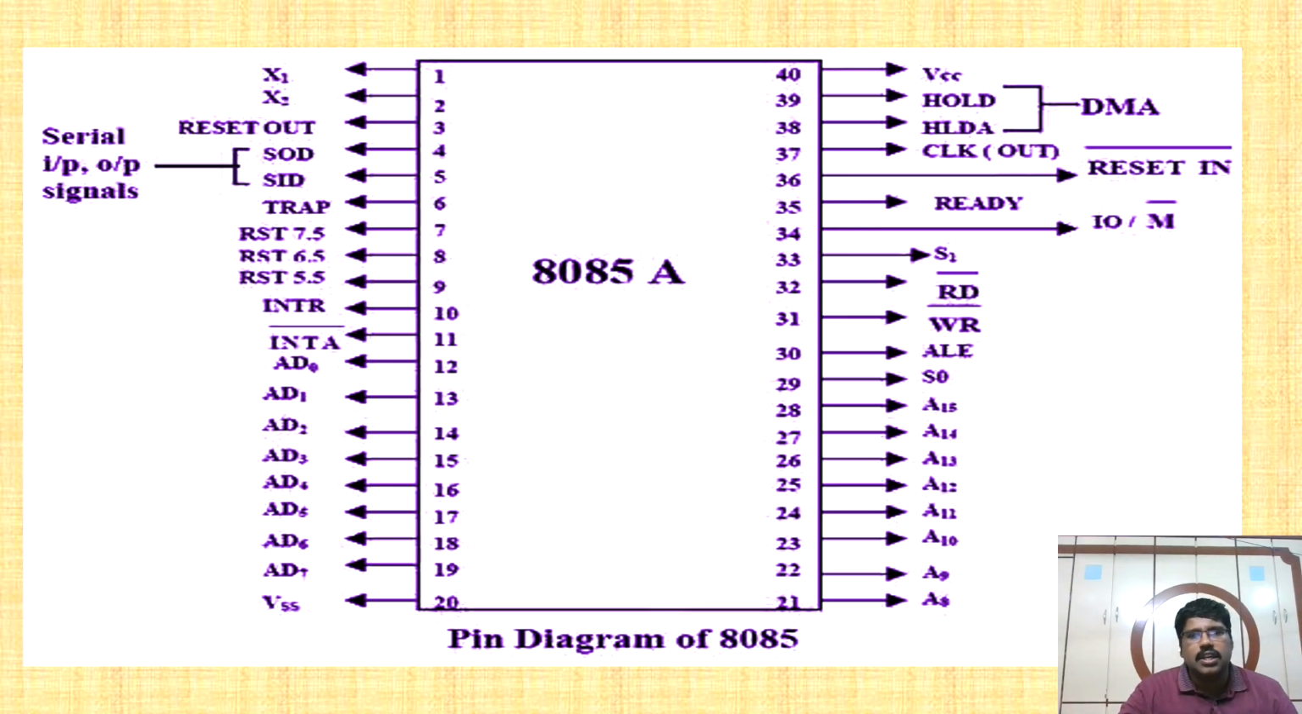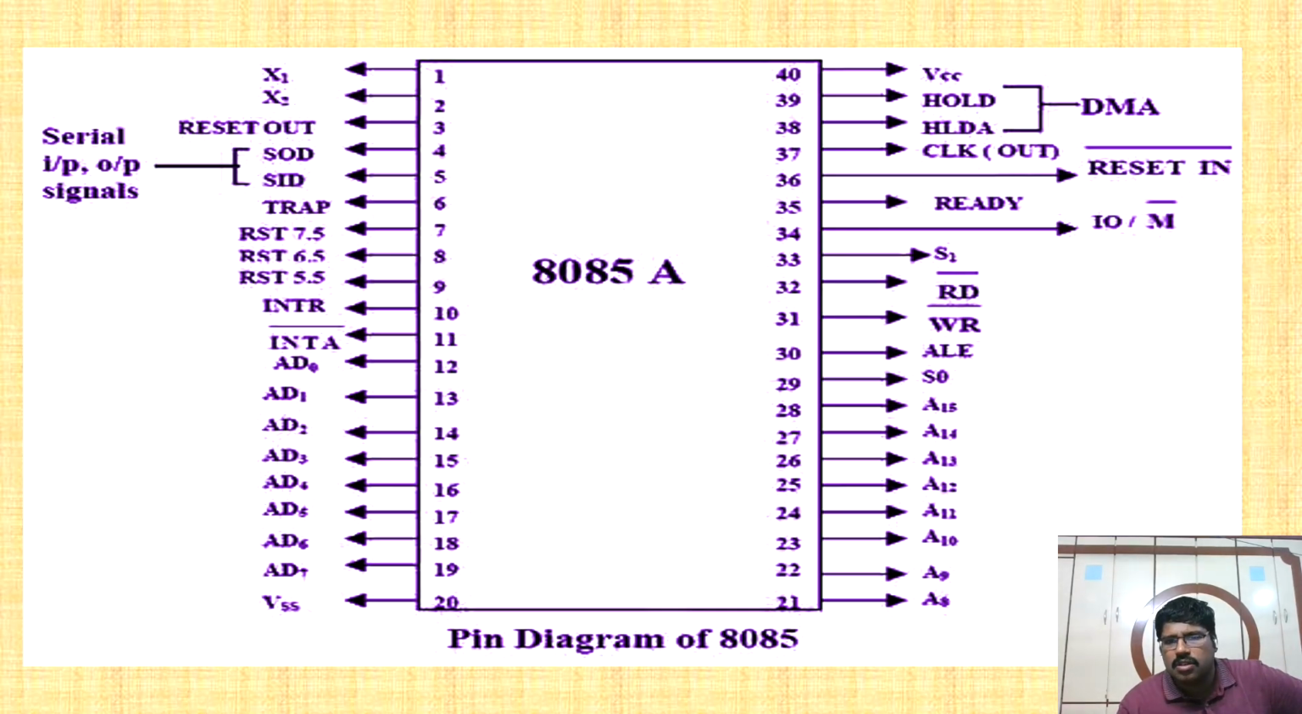Next, these are the serial input data pin and serial output data pin. These pins are used for serial data transmission. And as we have discussed, there are hardware interrupts. These are the hardware interrupt pins: INTR, RST 5.5, 6.5, 7.5 and TRAP. Next, these two are the interrupt request and interrupt acknowledgement pins. If you are requesting an interrupt, that can be given by using INTR, and the response will be given by the INTA pin.